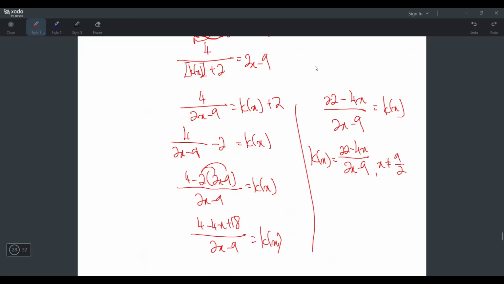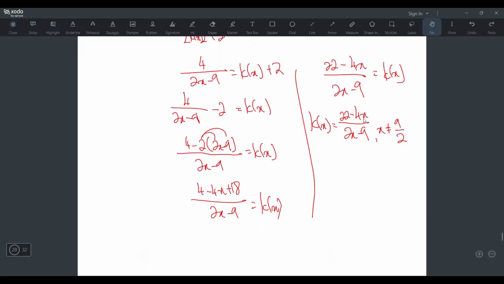Okay, because 2x minus 9 cannot equal 0, so x cannot equal 9 over 2. Yeah. Okay, but this one you don't have to show them. Yeah, you don't have to show them. But I'm explaining it to you how it comes from. So remember, if the denominator has x, remember to write the undefined case. Okay. Yeah, because you can't divide by 0.